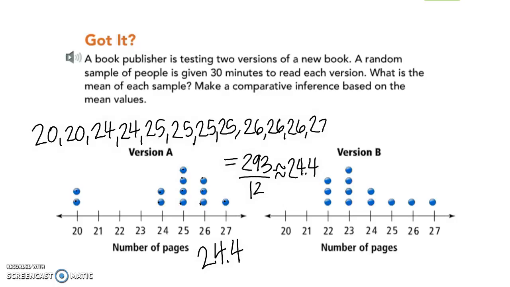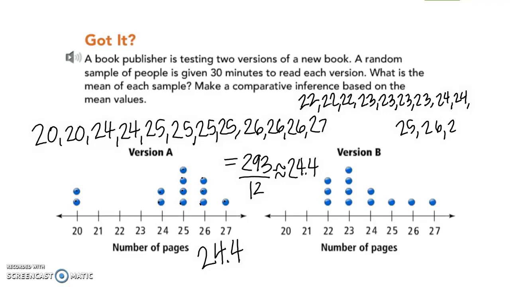Okay? Alright, next. Version B, I first need to write my data set out. So I'm going to come up here, 22. We're going to have 3 of those. We're going to have 4 23s. We're going to have 2 24s. We're going to have a 25, a 26, a 27. So finding the mean, I first add those up.